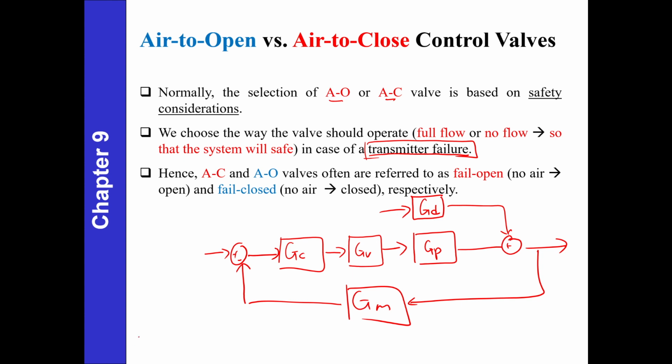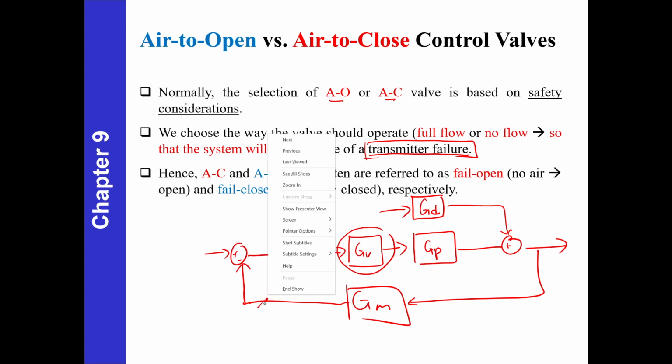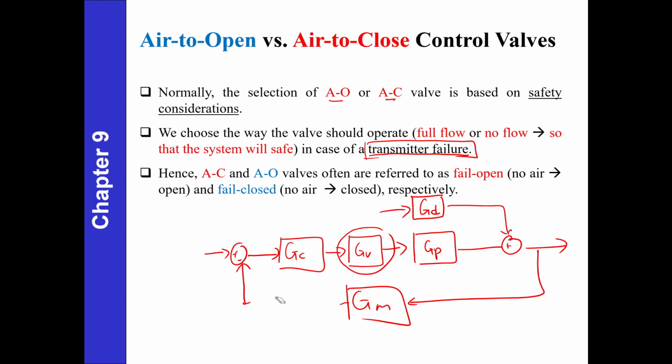In order for this control valve to work safely, we have to choose whether we want to use air to open or air to close in case of a transmitter failure. Transmitter failure means something went wrong with this transmitter. It could be not sending any signal. So this is open loop.